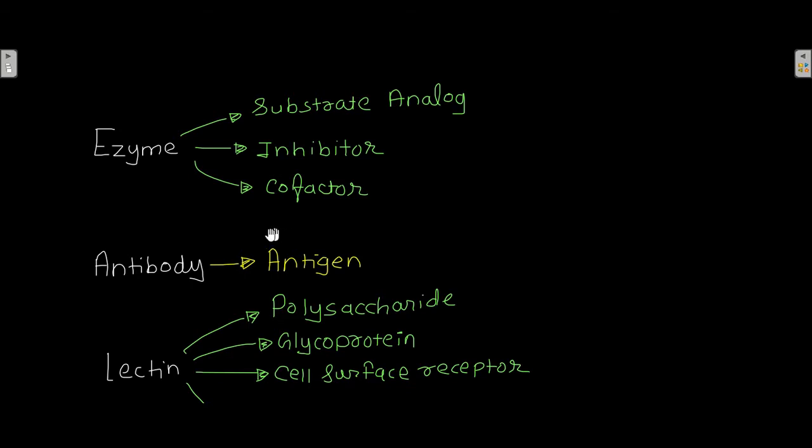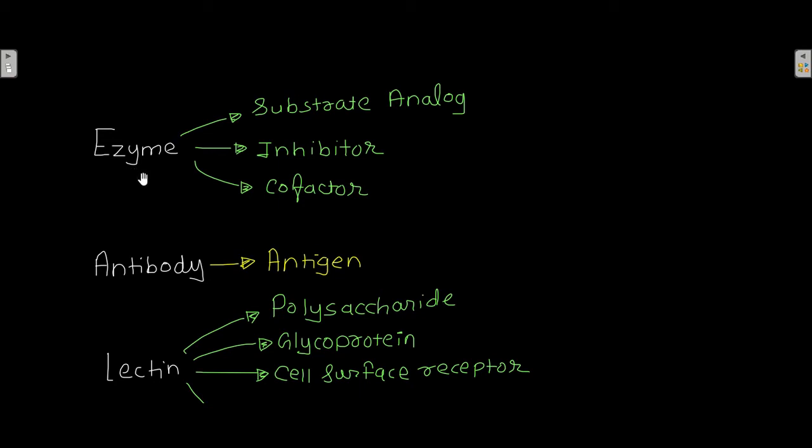Now we are going to see some ligands and their target molecules, or molecules of interest. In white you have the ligand, and in green or yellow you have their molecules of interest. If you are using an enzyme as a ligand, then you will be able to isolate the substrate analog, inhibitor, or cofactor. These three things can be isolated by affinity chromatography if you are using enzymes as the ligand.